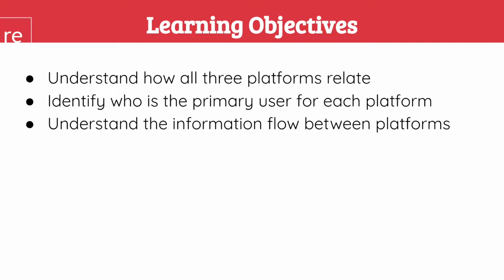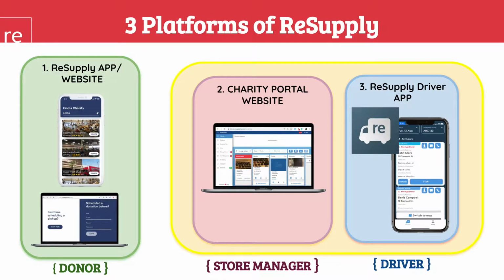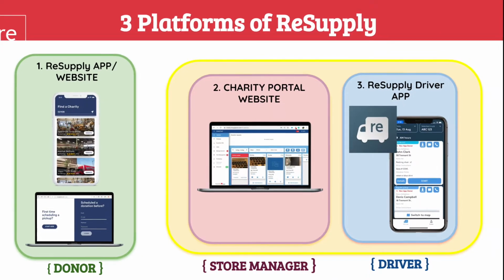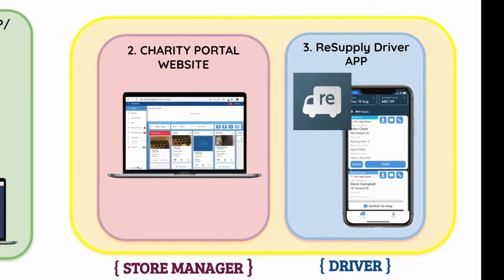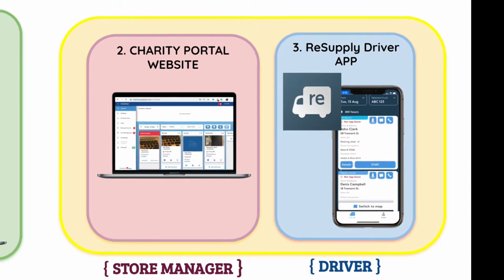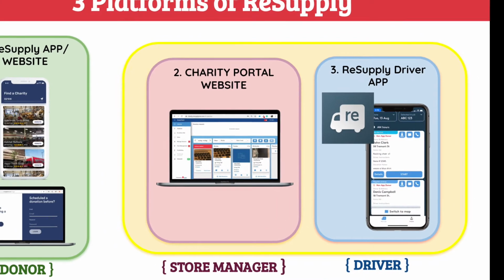After this tutorial, you will have a better understanding of the ReSupply system. ReSupply has 3 different platforms: the donor app or website, the charity portal, and the driver's app. You, as the organization, will interface with the charity portal and driver's app. All platforms work together to improve the donors and your experience.